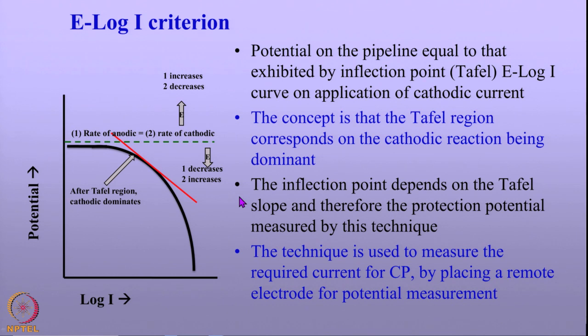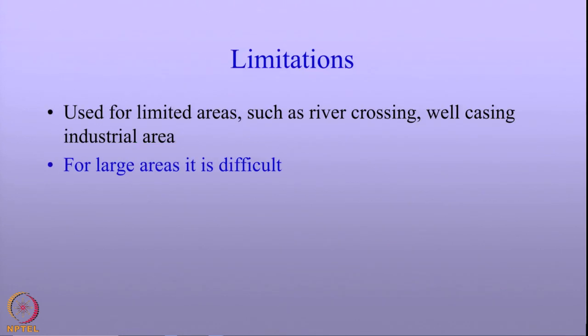So, this is again a criteria, if it can be done. For this, normally people install a temporary ground bed and apply the current and obtain this potential versus current plot, and by identifying this inflection point, you identify the potential required to protect the pipelines cathodically. The limitations, again: used for limited areas such as river crossings, well crossings, industrial areas. For large areas it is difficult because you cannot polarize the structure if it is too large.